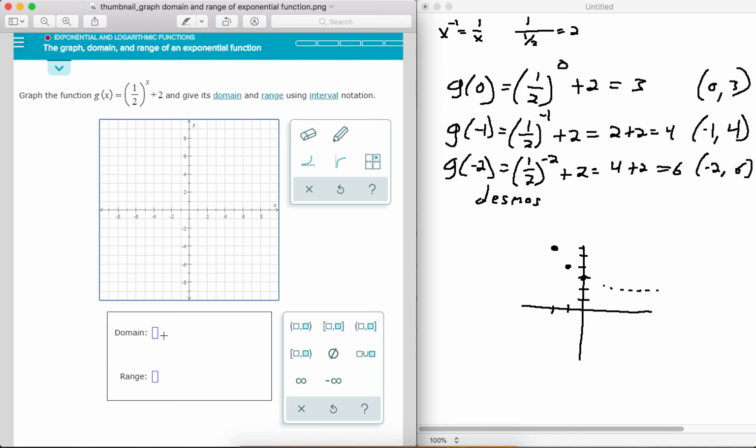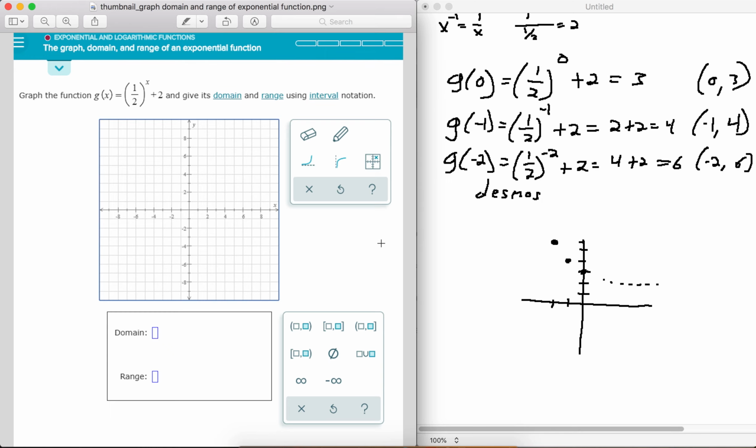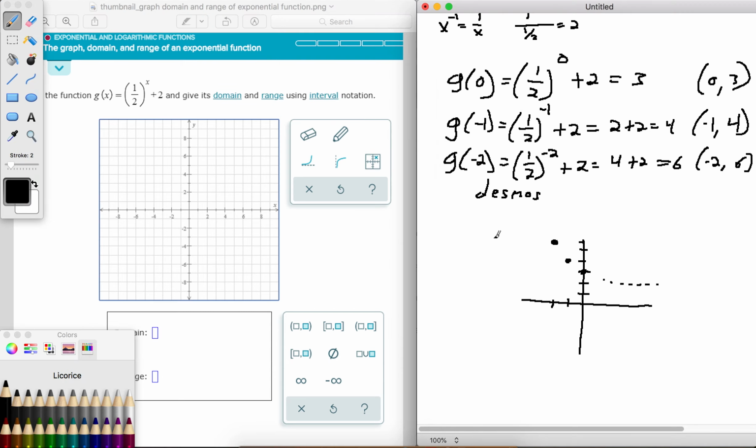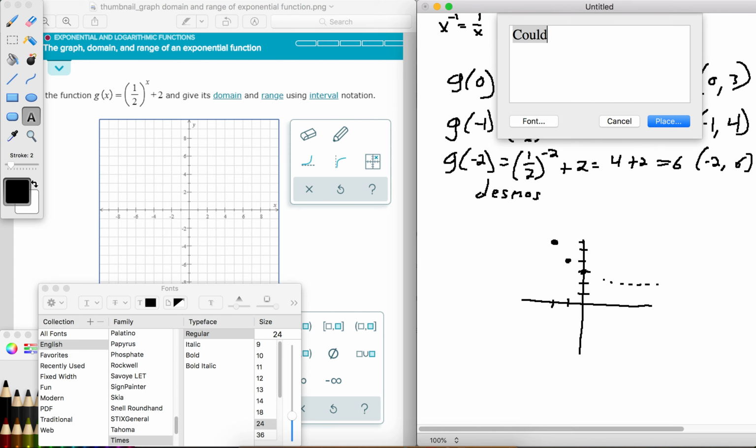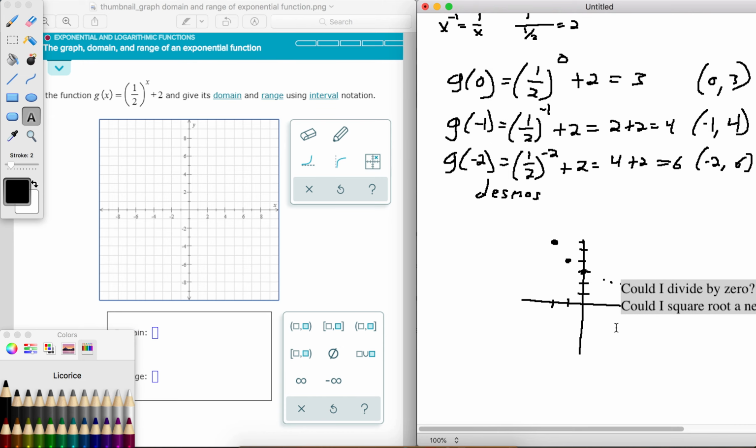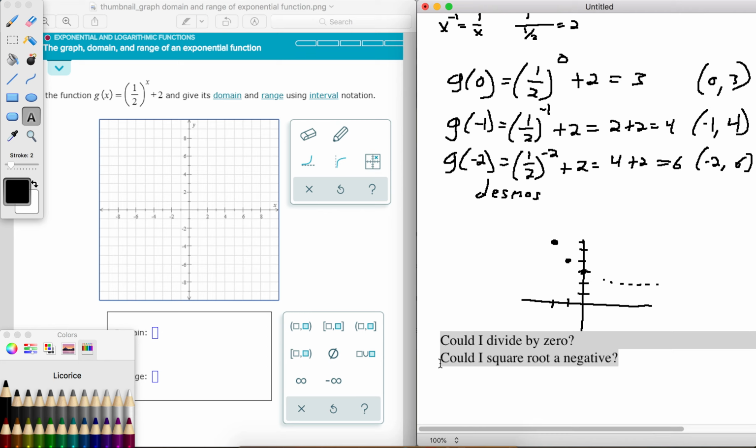Okay, for the domain and range part, the domain means all the values you can plug into the function without breaking math rules. So the two questions you want to ask with domain are, could I divide by 0? Could I square root a negative? If you can't do either of these two things, then you're good to go. The domain is all real numbers. Look, I can't divide by 0. X is an exponent. There's no way to divide by 0. So I'm all set there.